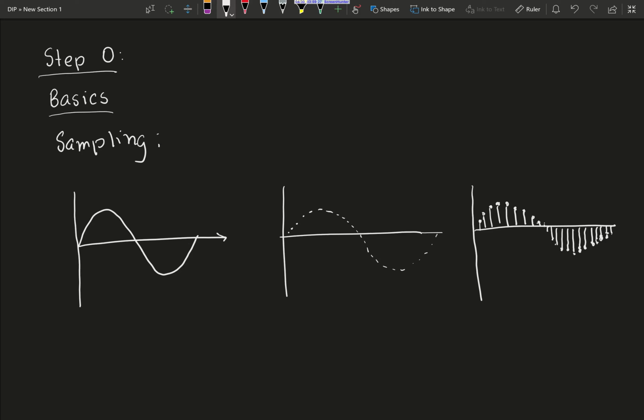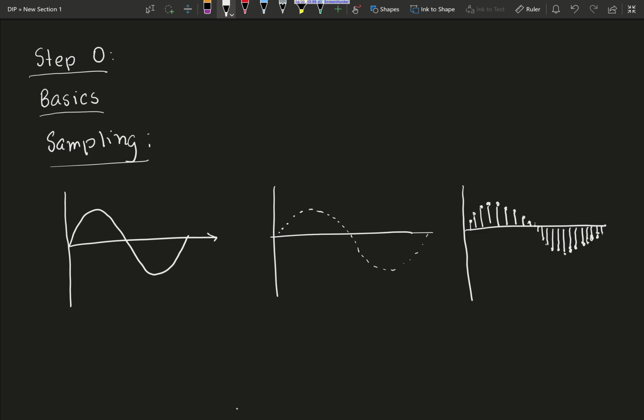So the first topic is going to be sampling. All the types of functions that we deal with in mathematics are continuous functions. Say this is a continuous function, a continuous sine function, and continuous means that if I take an area, say this area over here, if the function is continuous, we're going to have infinite points over here.